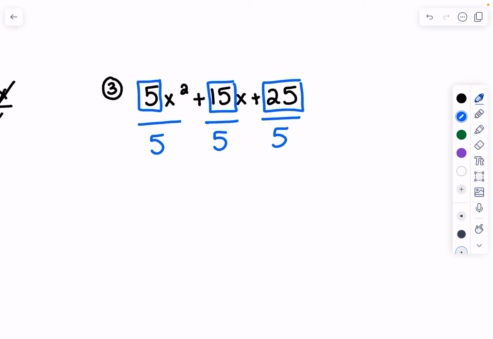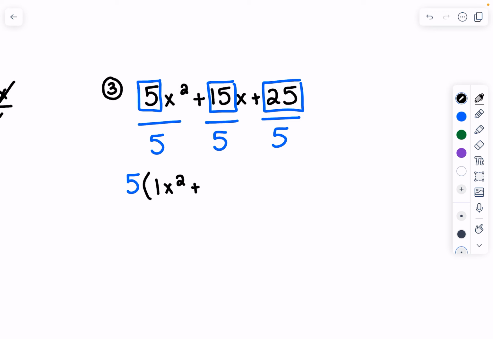We can't divide by a letter because 5x squared has a letter, x. 15x has a letter, that's great. But unfortunately, 25 does not have an x. So all we can do is common factor out the 5. We're going to think about this as division. So we're taking 5x squared plus 15x plus 25, dividing all three terms by 5. 5x squared divided by 5, 5 divided by 5 is 1, and that x squared was not divided by anything, so we leave it alone.